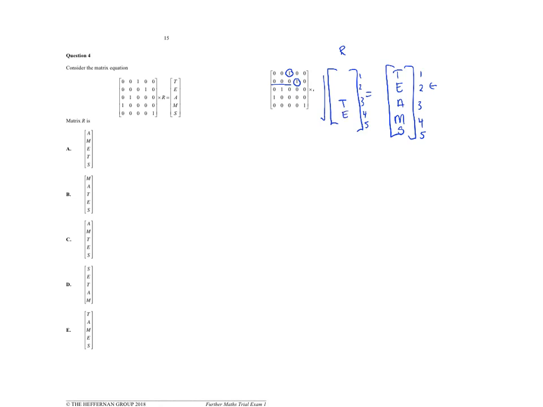Okay, now the third letter is A, so when we do the third row, we need A to be in the second spot. And when we do the fourth row, we need M to be in the first spot. And then when we do the last row here, we want S, so we'll put S in the fifth spot. So you can see there that we've found the answer, mates.